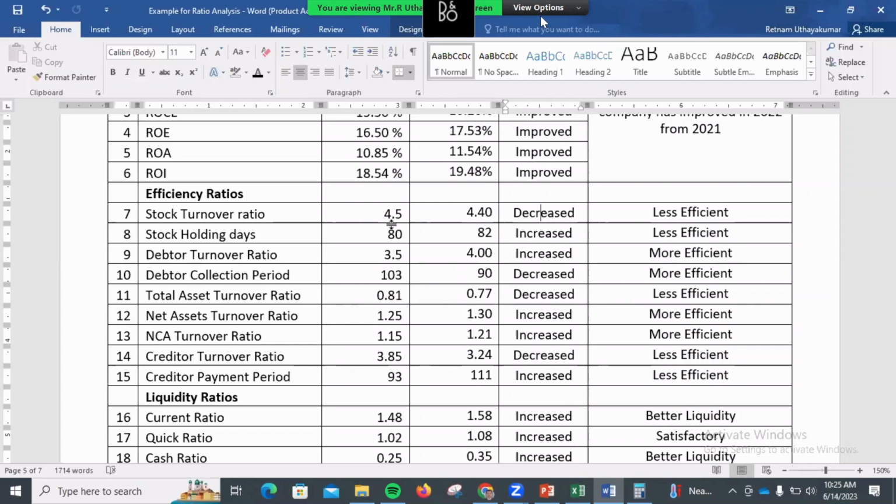Then the net current asset turnover ratio increased, so more vision. Creditor turnover ratio is opposite to the debtor turnover ratio. It has decreased, meaning that the creditor payment period has increased. Can you interpret that as less efficient?